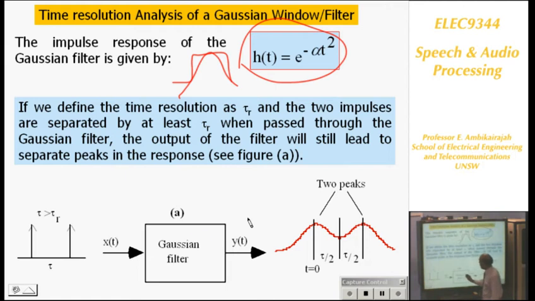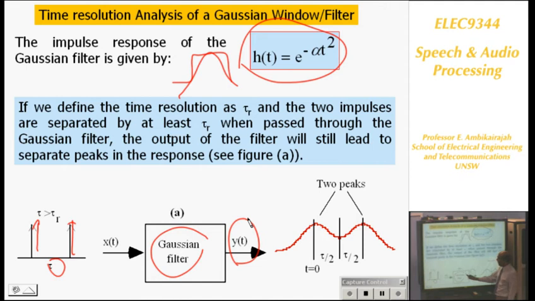Here's my Gaussian filter. It's a window. Here's my signal. First, I'm going to give a pulse. I'm going to give another pulse. They're going to be separated by tau. My question is, what's the minimum value of tau in order for me to identify both pulses at the output? So, I have them separated by tau.